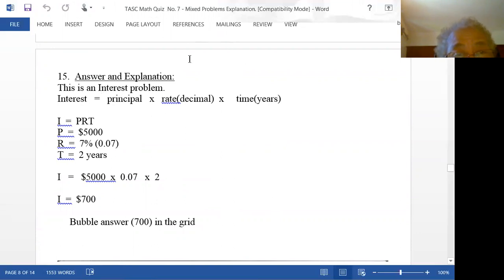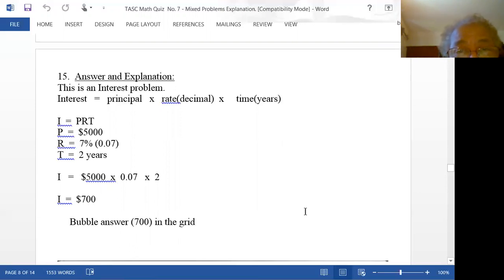Okay, now we have our principal, we have our rate, 7% converted to a decimal, 7 over 100, because remember, percent is a ratio of a number to 100. So if you had 150%, you have 150 over 100 or 1.5. Okay, the time is 2 years. Now let's just substitute that in the formula. 5,000 times 0.07 times 2, and that would give you what? $700.